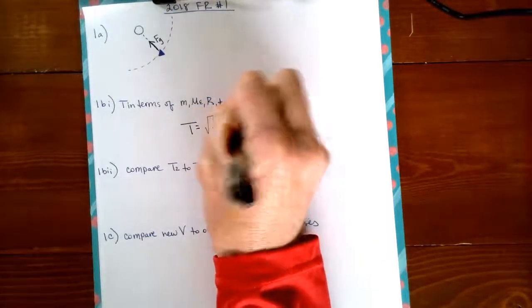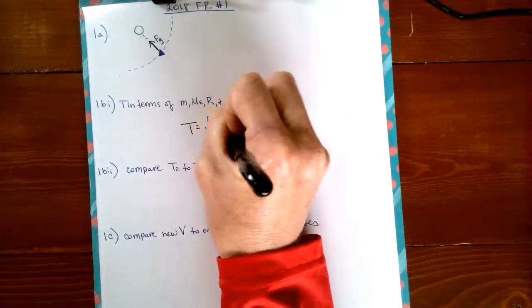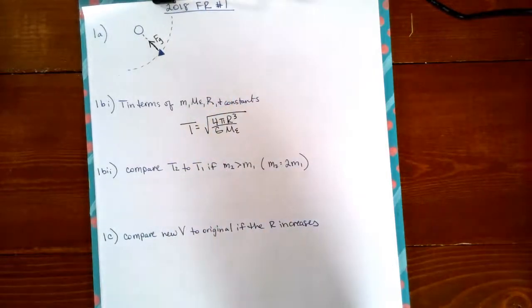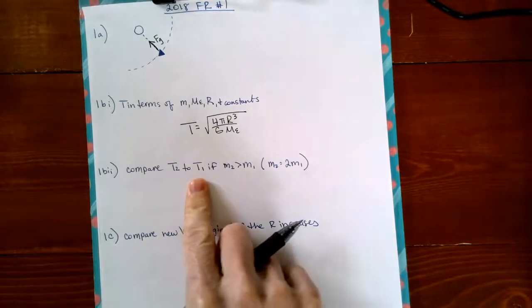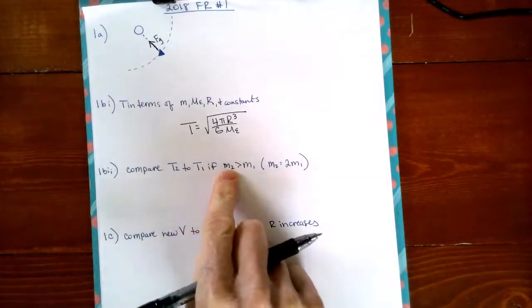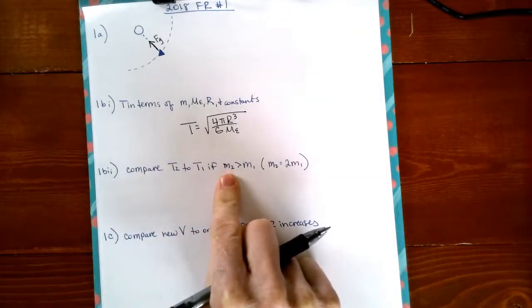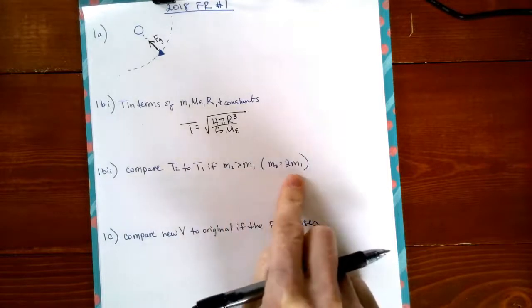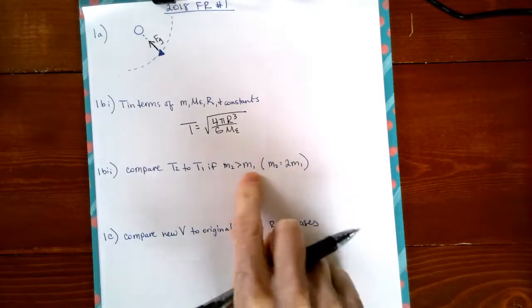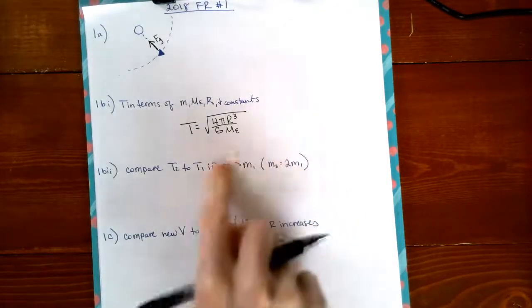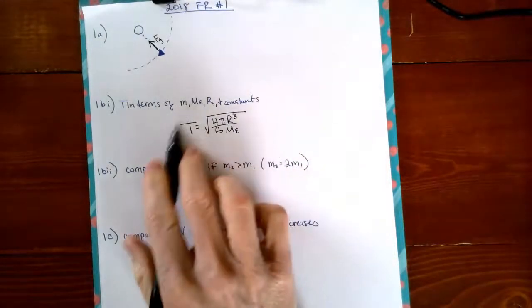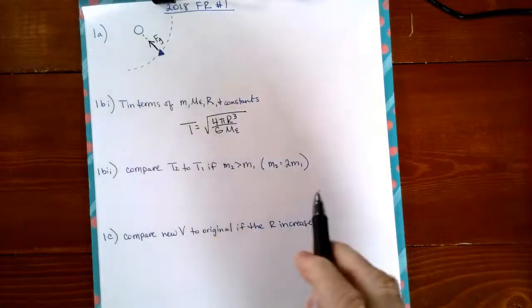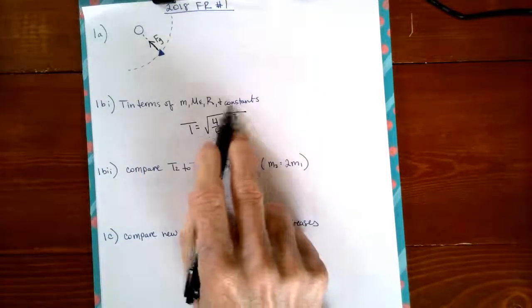We are to compare a new period to the original period. If a new spaceship with a different mass, which is greater than the original, it's twice the amount, is introduced, but the radius is the same, it's just a new spaceship. So let's just look up here. This is an equation that solves for the period. So, see little m anywhere? No, we canceled it out. So the answer is equal.